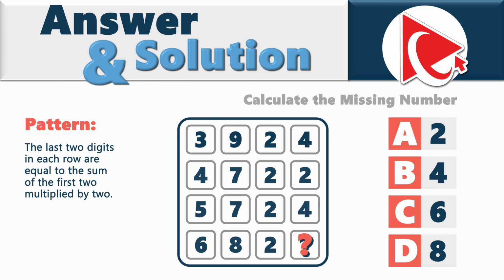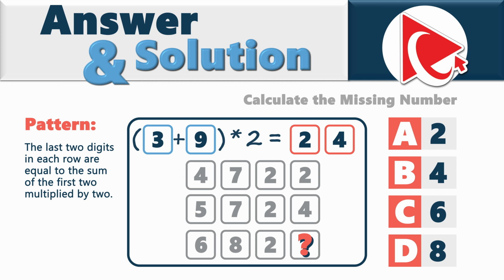Let's look at the example. The first row has numbers 3, 9, 2, and 4. 3 plus 9 equals 12, multiplied by 2 equals 24. Let's look at the other rows.